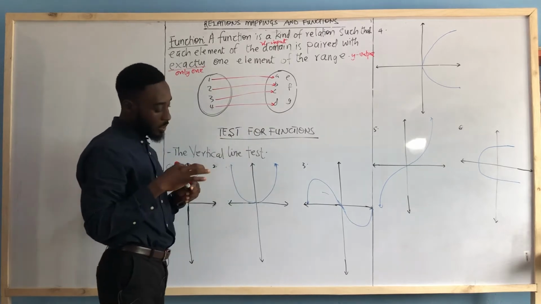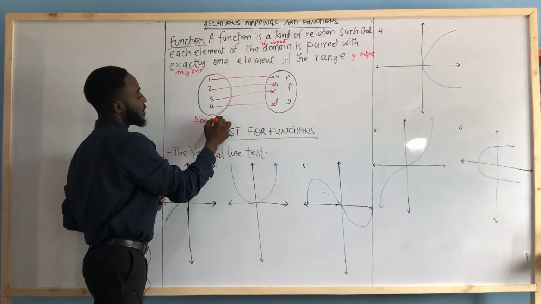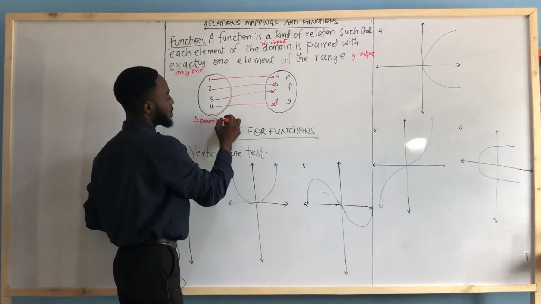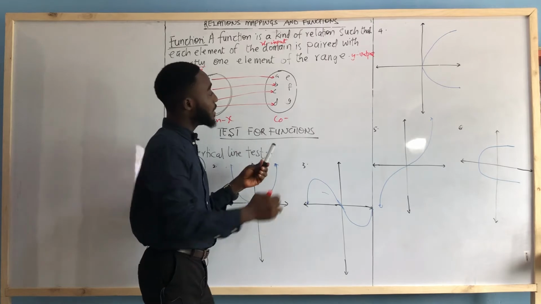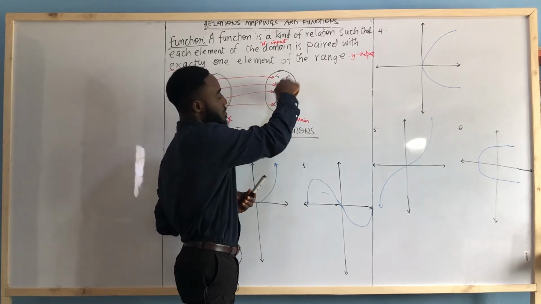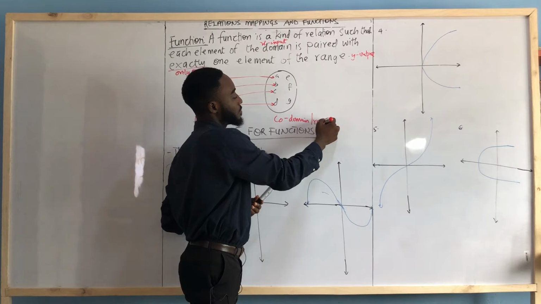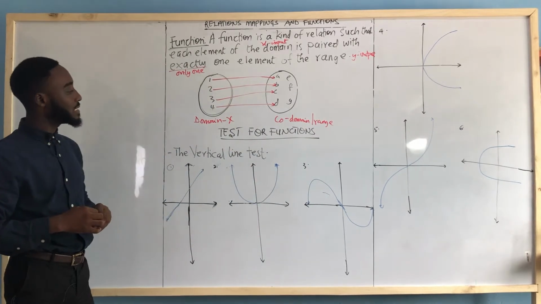So if an element in the domain, or the x, maps to only one in the codomain, in this case the range, we call this a function.